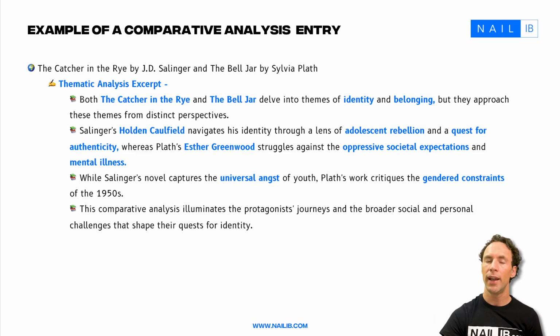Again, this is only an excerpt. It should be longer, but for the sake of the video, seeing how to structure, what we should be including, addressing, visualizing, this gives you a great idea. So let's break down why this comparative analysis entry works for the IB portfolio.